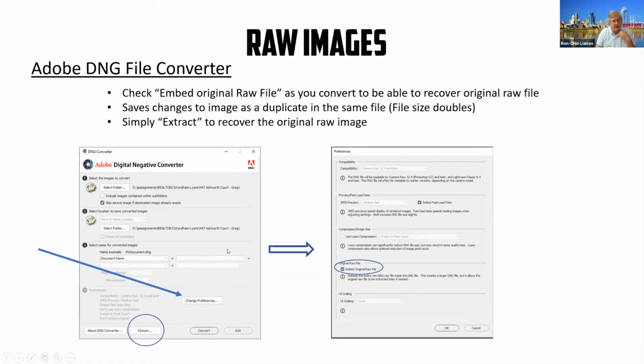A key thing here is when you set up your DNG file converter, you got to hit your change preferences and then make sure you check off this little embed original raw file. That's the only way that makes sure that that original stays connected to the modified version in the same file. Okay. If you do not check that, it will then replace the original raw file with a modified version of that raw file. Okay. And then you can't extract it to go recover it because there's no original image in there to pull out.